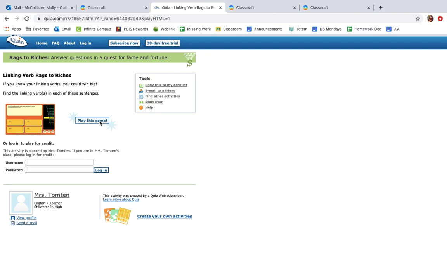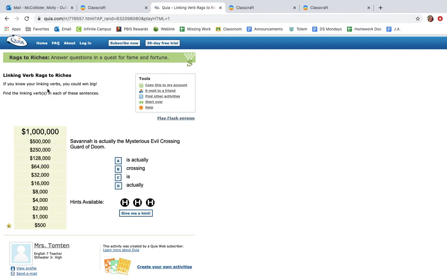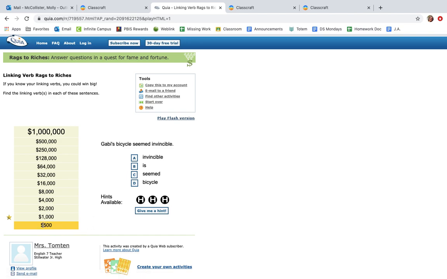So here's the game. It says if you know your linking verbs, you could win big. Find the linking verbs in each of these sentences. So, Savannah is actually the mysterious evil crossing guard of doom. All right, I'm looking, and I know we're talking about Savannah, so she would be my subject, and I know that Savannah is the mysterious evil crossing guard of doom. So if I put an equal sign over the word is, Savannah equals the mysterious evil crossing guard of doom, I know that that's describing her. So is our linking verb. Click it. You can see it highlighted $500, so I'm trying to win now $1,000.